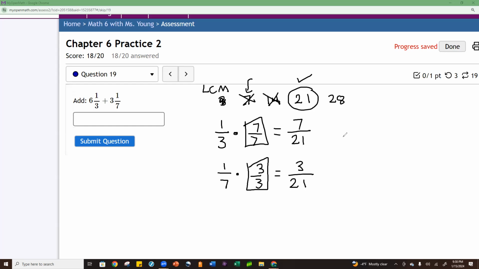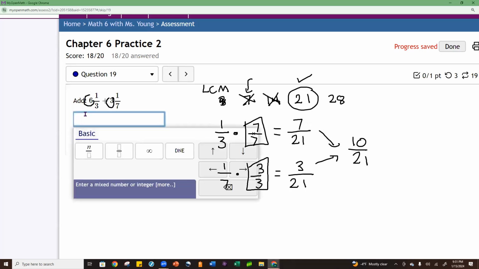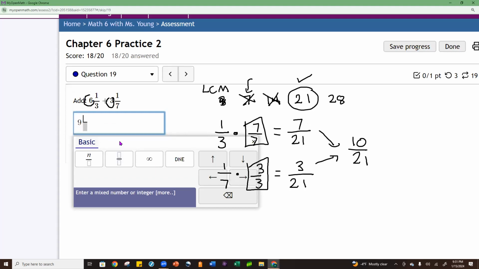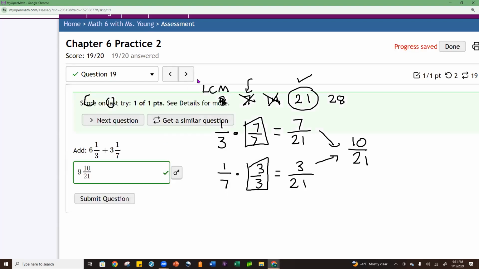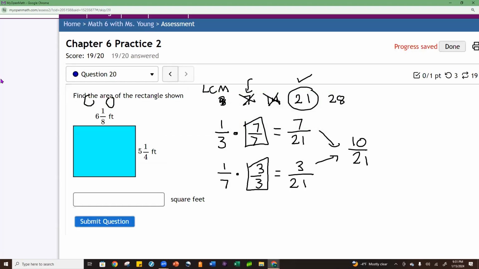And this is plus. So 7 and 3 added together get me 10. You need to check to see if 10 and 21 have any common factors. They don't. We also need to add the 6 and the 3. That gets me 9. So I have 9 and the 10 21s. Submit question. Okay, one question left.